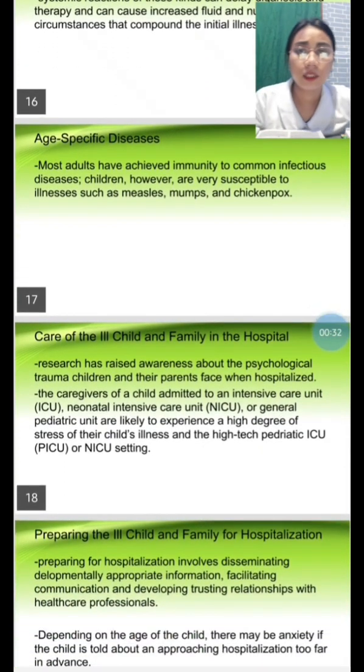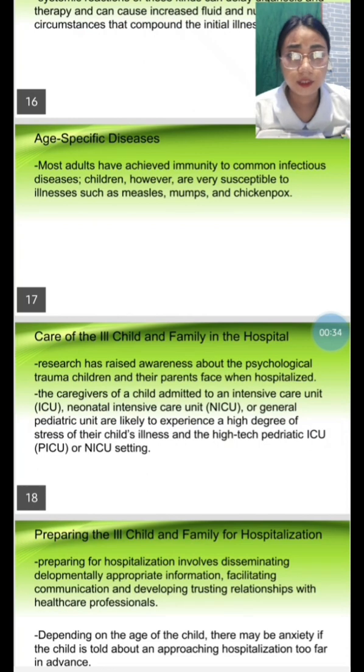And for the age-specific diseases, most adults have achieved immunity to common infectious diseases. Children, however, are very susceptible to illnesses such as measles, mumps, and chickenpox.